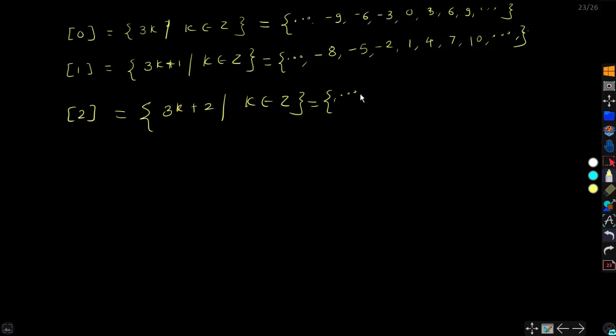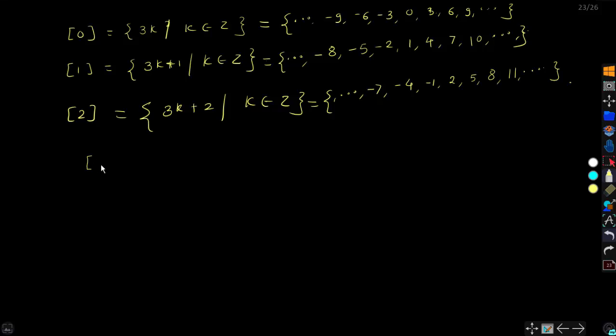Okay, so these elements are of the form 3k plus 2. So this set has the element minus 7, minus 4. Why will we get minus 4 here? For k equal to minus 2, minus 6 plus 2 is minus 4. So minus 7, minus 4, minus 1 for k equal to minus 1, 2, 5, 8, 11 and so on. So see here, all these equivalence classes are mutually disjoint.